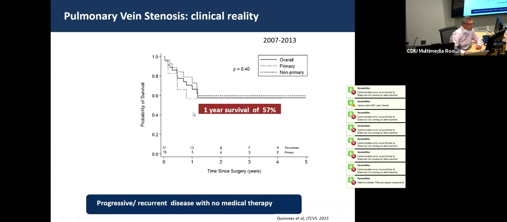So once you get progressive pulmonary vein stenosis, you can see that the 1-year survival is only 57%, and that's irrespective of whether it's primary or non-primary forms of pulmonary vein stenosis. So these are patients you're selecting out of the worst patients, the ones that have shown a predisposition to be recurrent. So by definition, they've had some other procedure and still present with pulmonary vein obstruction.